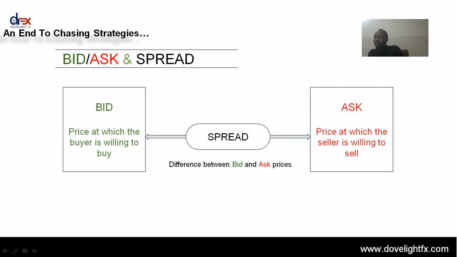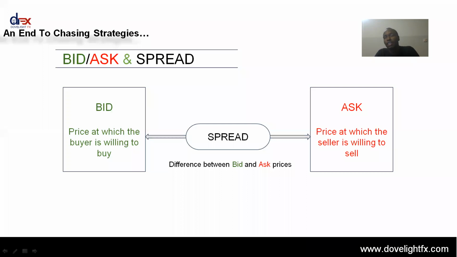I want to sell it high. I want to buy cheap. Everybody here wants to buy cheap and sell high, and that's exactly what happens in the market. You will know about that later. So basically, I said that the bid is the price at which the buyer is willing to buy, and the ask is the price at which the seller is willing to sell.